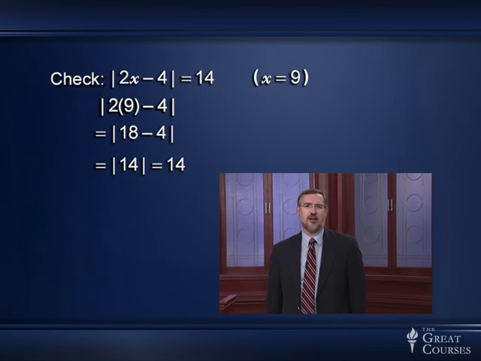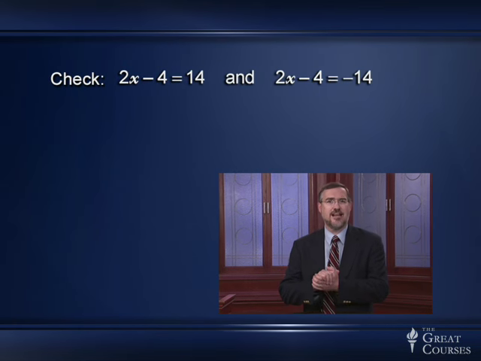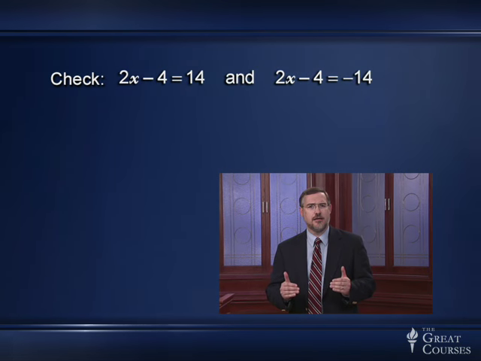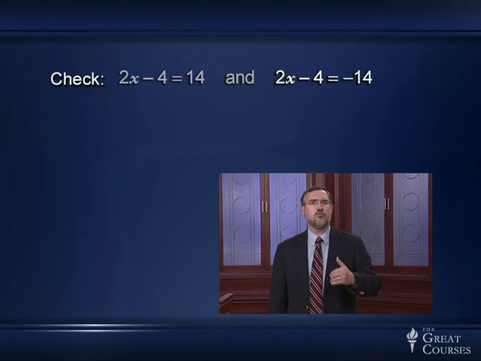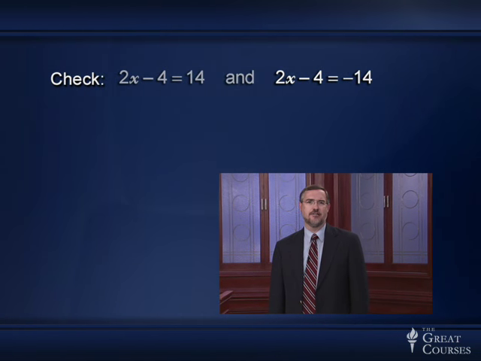And that was the right-hand side of what we started with. So that's fabulous. But we're not done. We've only done half the problem. The original equation could also be 2x minus 4 equals negative 14. Now let's solve that equation and see what we get.